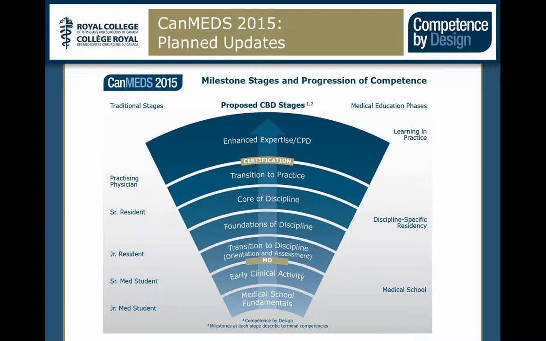The first we call transition to discipline, and that's a transition from medical school into greater responsibility as a resident, somebody who has an educational license to practice. And in our minds, this stage may be as short as a half day. It may be as long as a month. Each discipline will be asked to allocate a certain amount of time to this. Each trainee will be oriented to the discipline and then also undergo an initial assessment that sees what competencies that trainee is arriving with.